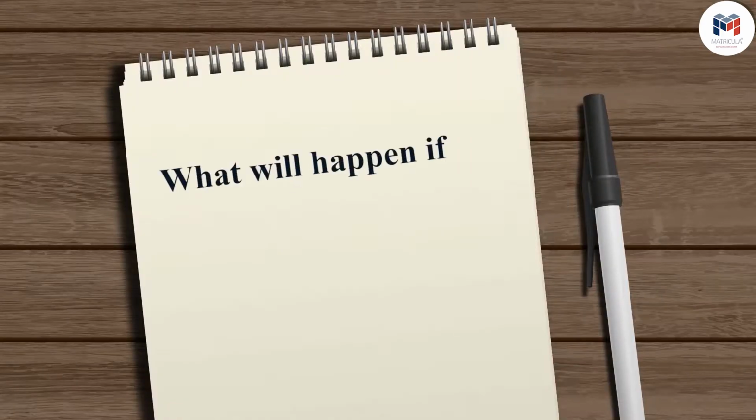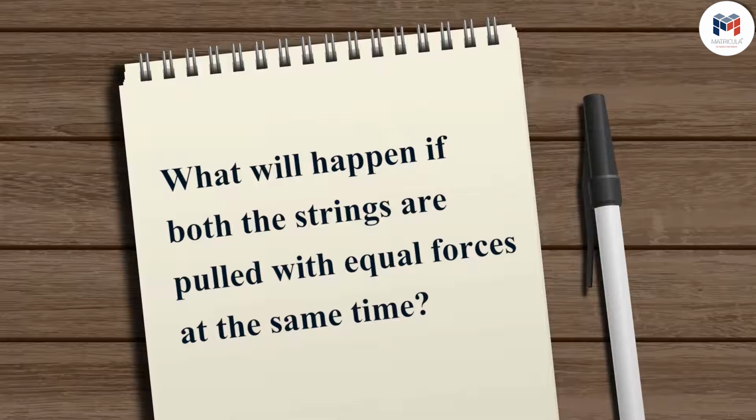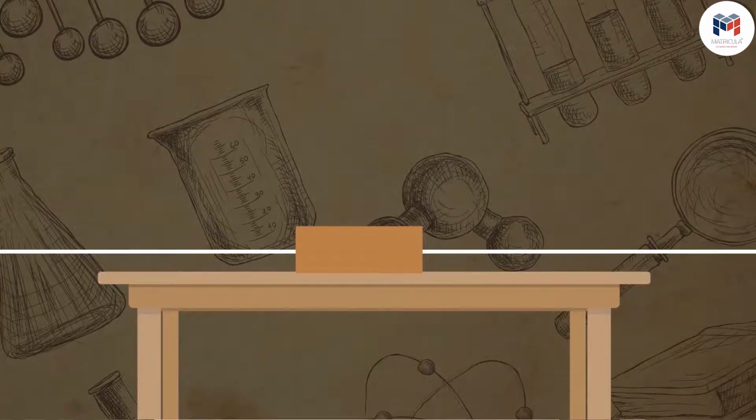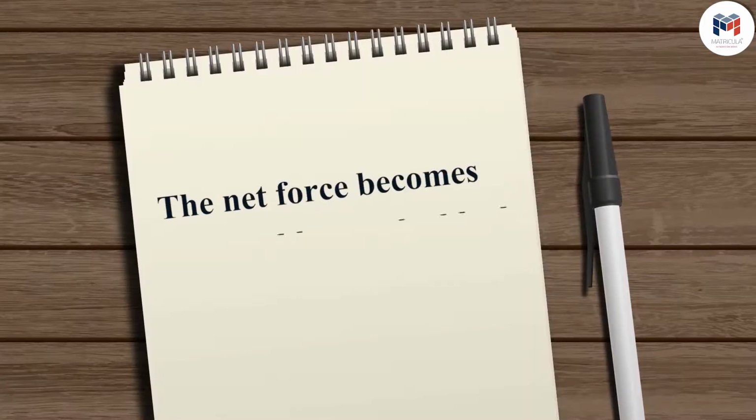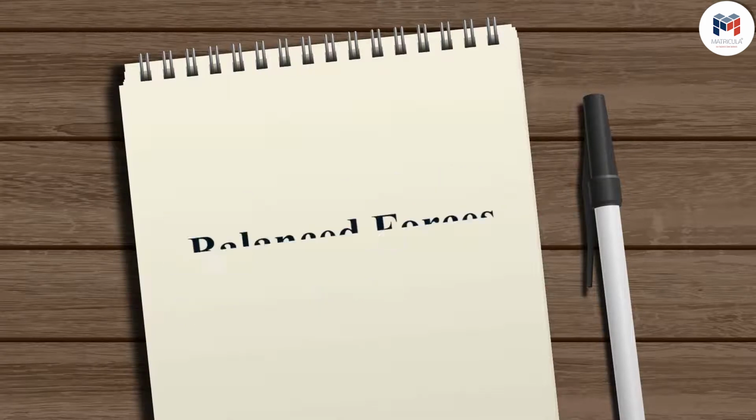But what do you think will happen if both the strings are pulled with equal forces at the same time? Think about it. That is correct. The block will not move to either side. Since the block is pulled in two opposite directions with equal forces at the same time, the net force becomes zero and hence the block does not move. Such forces are called balanced forces. Here, no change in the state of rest is observed.